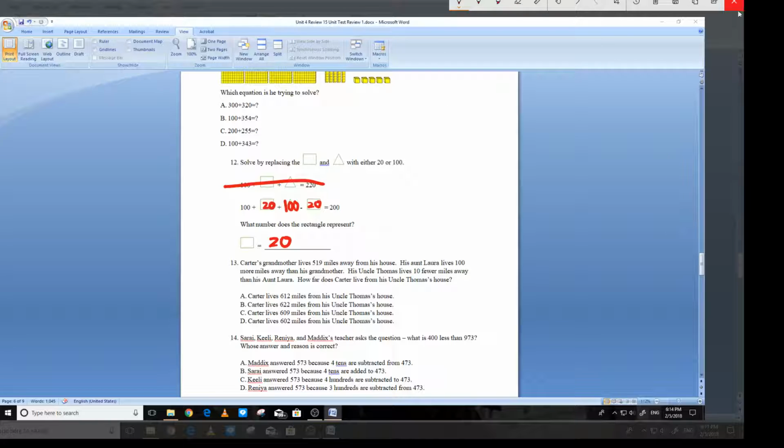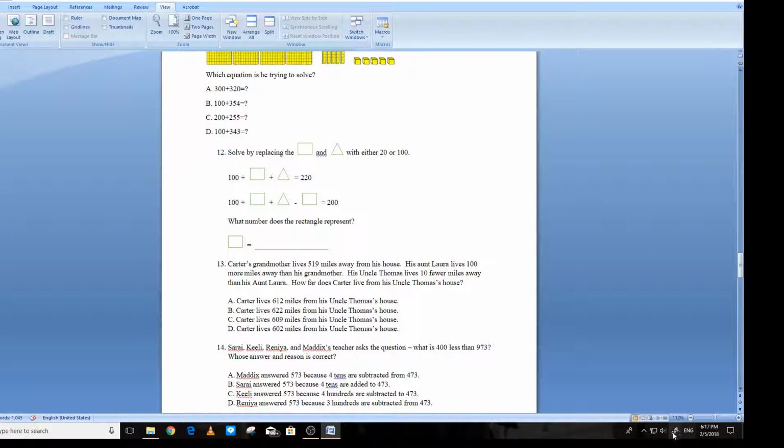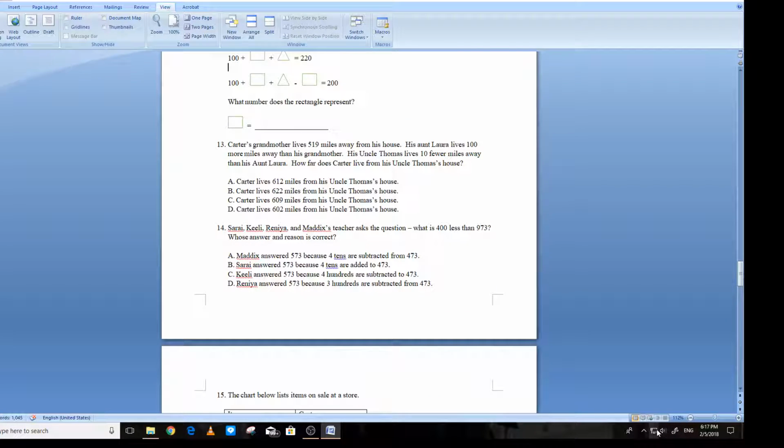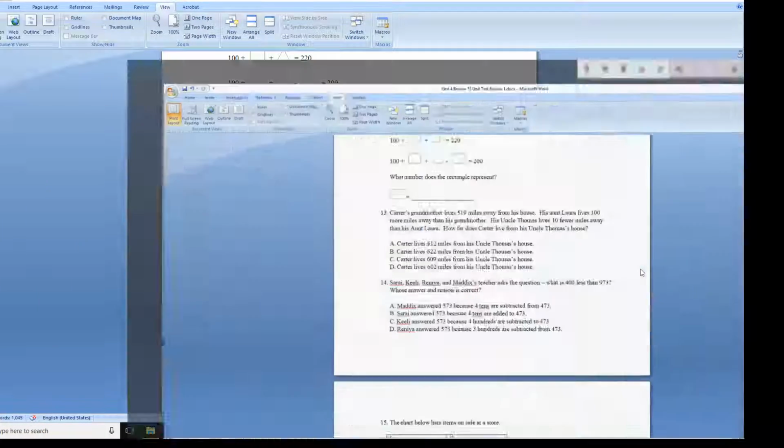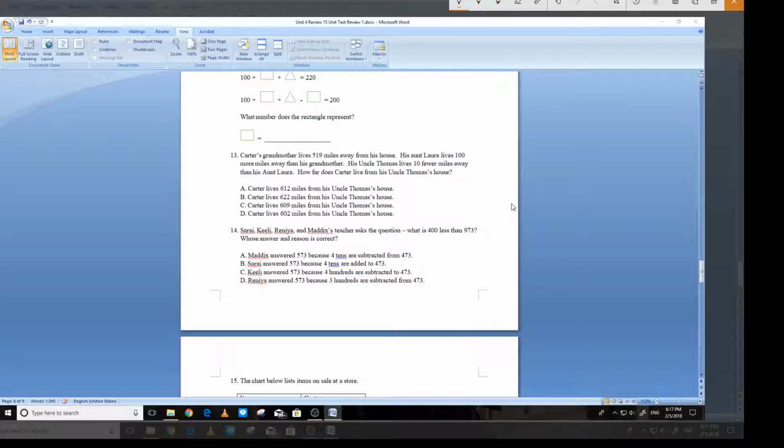Let's take a look at number 13. Number 13. Carter's grandmother lives 519 miles away from his house. Okay, 519 miles away. Let me just highlight that. I really like this information. His aunt Laura lives 100 more miles away than his grandmother. 100 more. More means add, right?